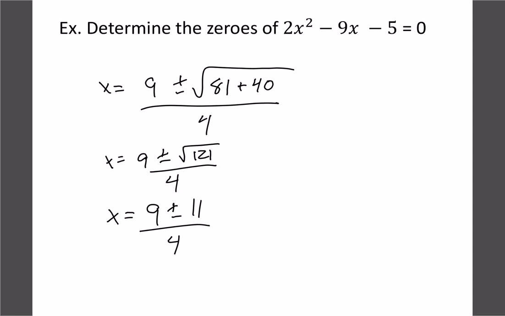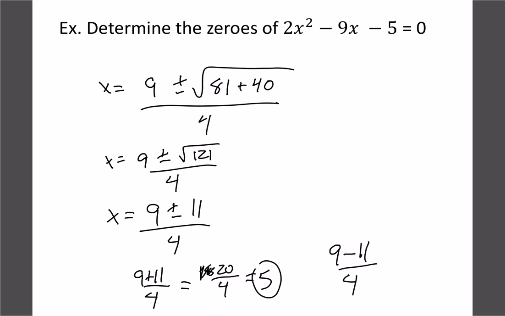So we'd have 9 plus 11 over 4, which would be 18 over 4, or sorry, 20 over 4, which would give us just 5 as one answer. And then we'd have 9 minus 11 over 4, which would be negative 2 over 4, which would be negative a half as the other answer. So this one's actually the answers are pretty good.